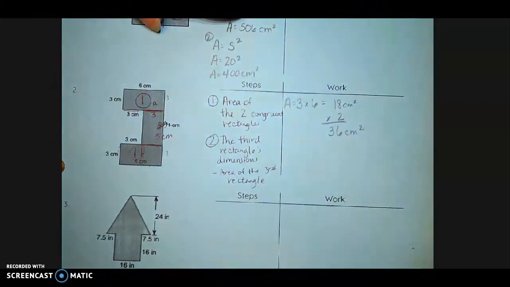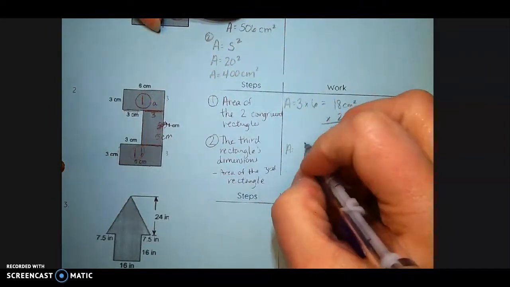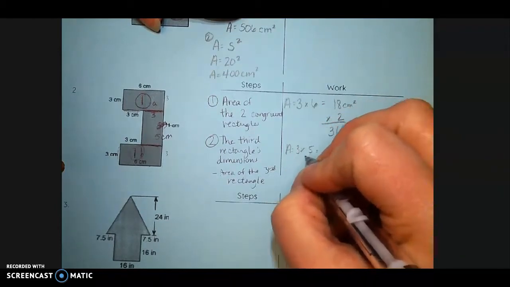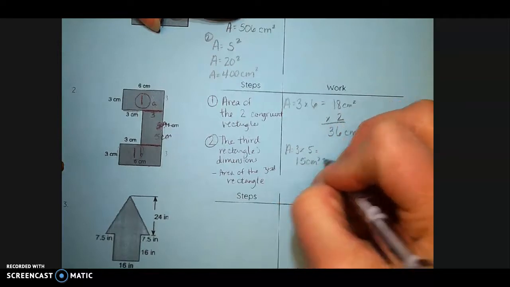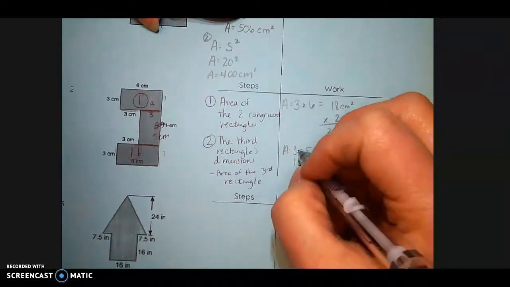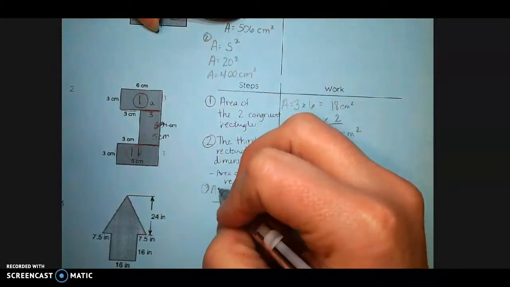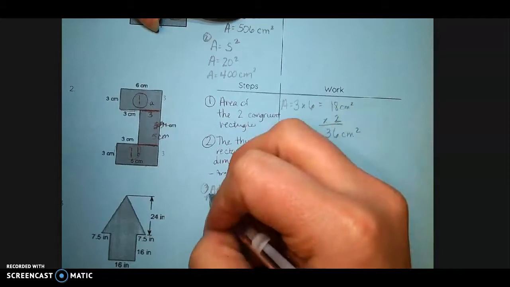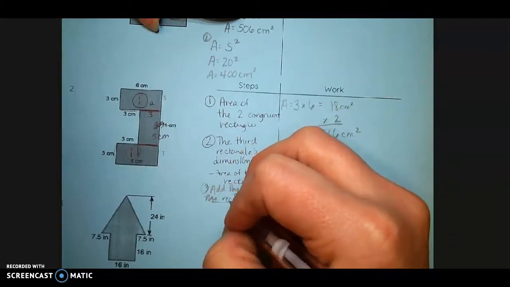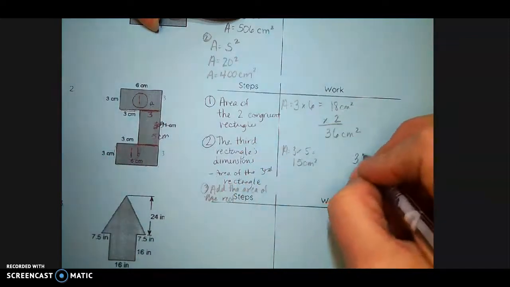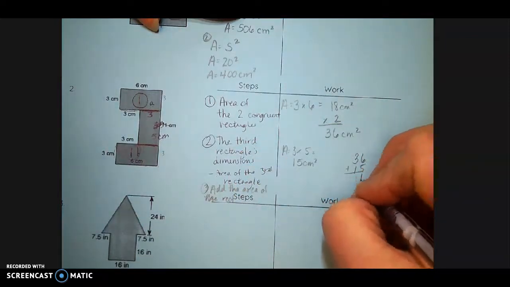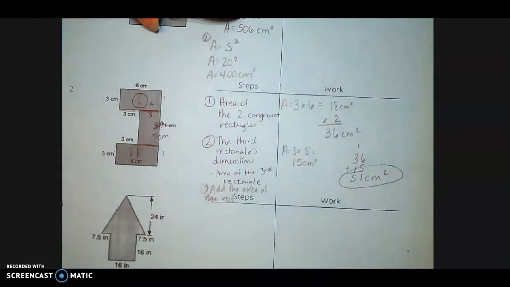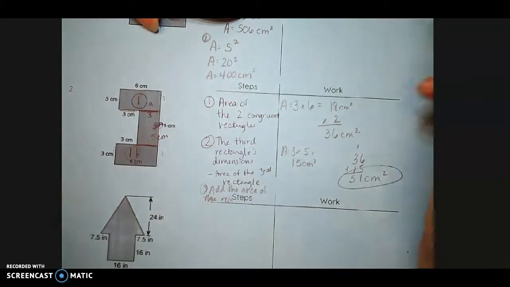So for my second part here, the area of my rectangle is going to be 3 times 5, which is 15 centimeters squared. And I only have one of those, so now I'm at step 3, where I'm going to add the areas of the rectangles. So I have 36 plus 15, and I get 51 centimeters squared for my total area of that irregular figure.